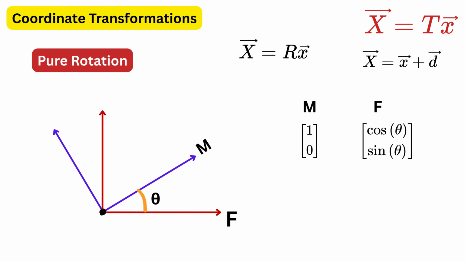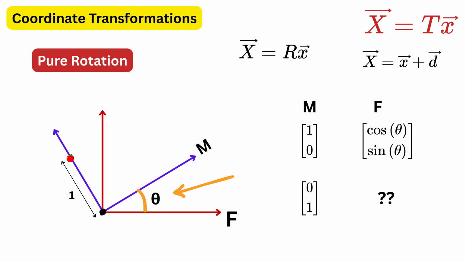Nice. Now if this length is also 1, then what will be the coordinate of this point with respect to the moving frame? Yes, right again. It will be 0, 1, and will be represented by vector 0 and 1. Also, what will be the coordinate of this point with respect to the fixed frame?